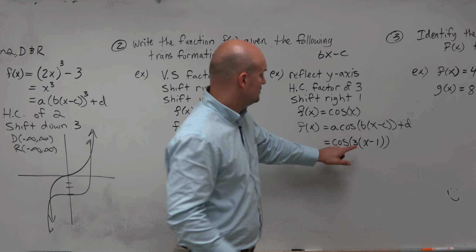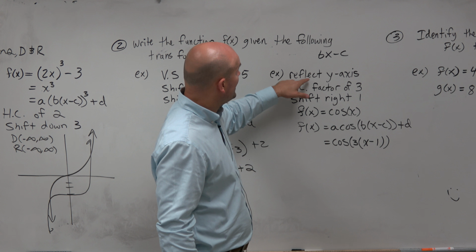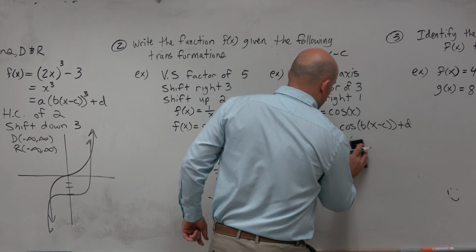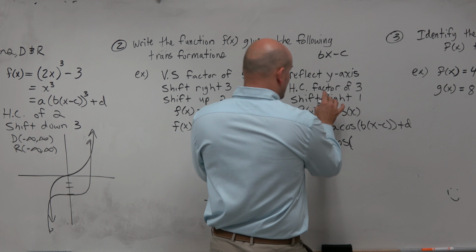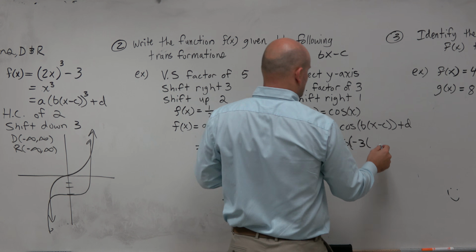So, huh? Negative. Oh, sorry about that. Yeah, and you're reflecting about the y-axis, right? So thank you. I kind of skipped over that. So you have a horizontal compression of 3, and then you're reflecting the y-axis. So that's a negative 3 times x minus 1.